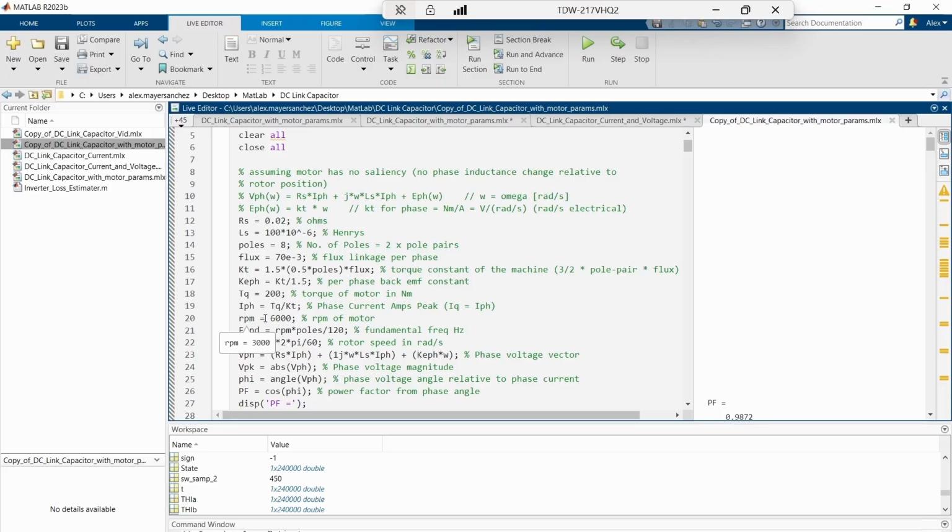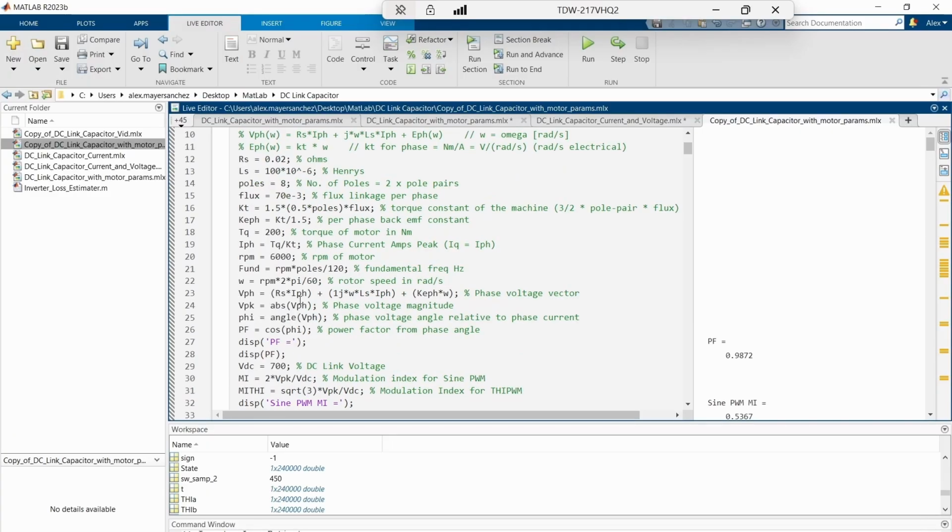Then the RPM of the motor: we're saying a 6,000 RPM operating point right now. So the electrical fundamental frequency is going to be the RPM times the number of poles, not pole pairs, divided by 120. If you use pole pairs, it's just RPM times pole pairs divided by 60. It's just algebra. And then W, which is actually supposed to be omega, is going to be the rotational speed of the motor in radians per second. So the RPM times 2 pi over 60 converts that to radians per second.